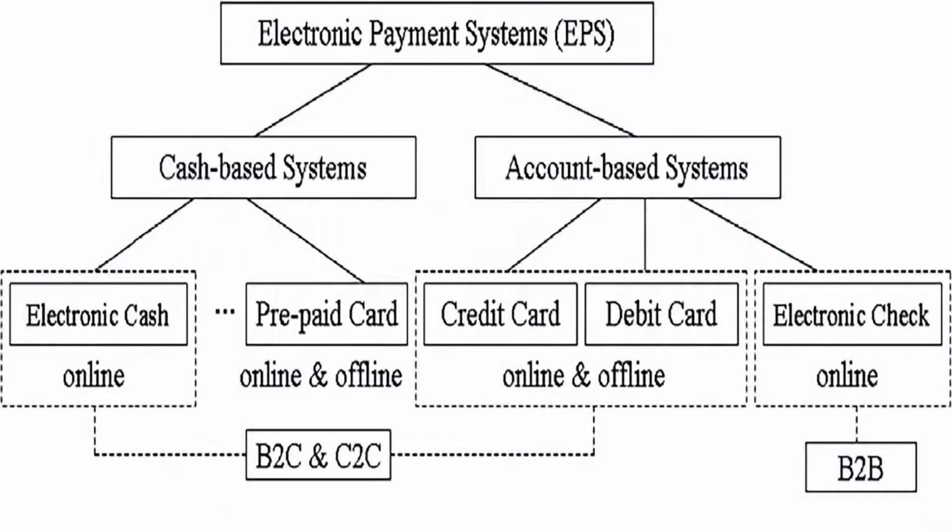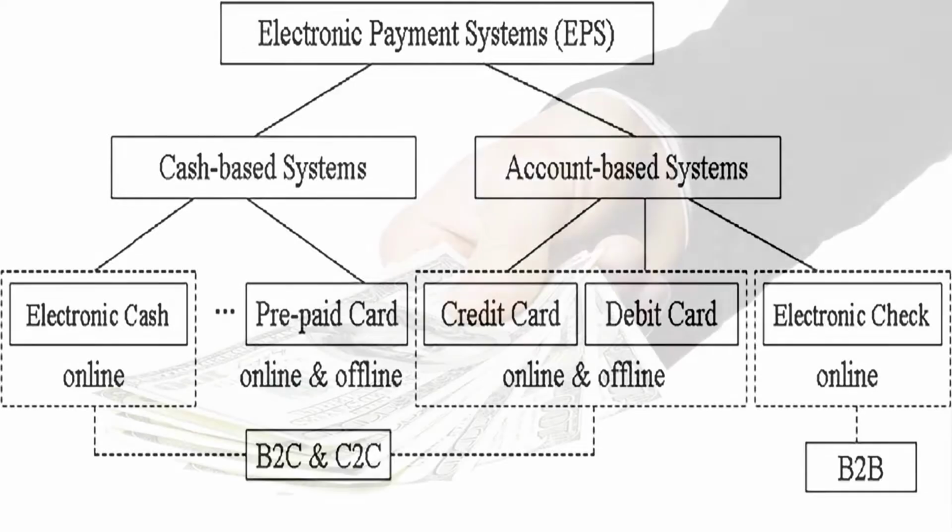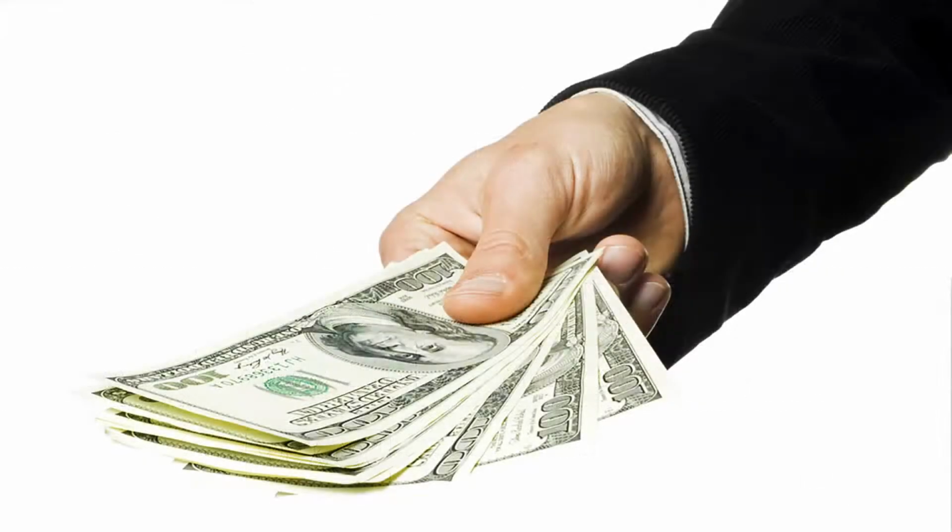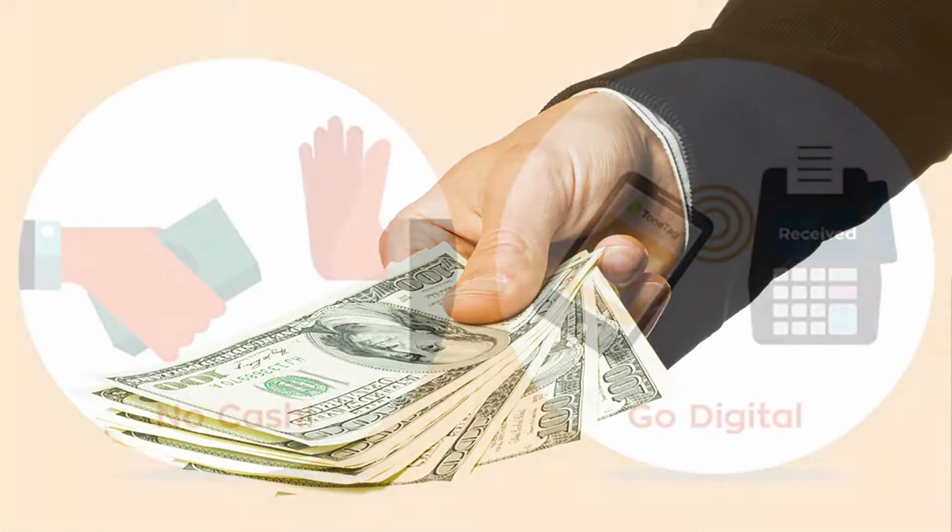Now, let us have a view about the classification of electronic payment systems. The electronic payment systems can be broadly classified into two types, namely cash payment system and card payment system. Cash payment system. Cash payment system is an electronic system used to transfer money from one bank account to another without any cash exchange by hand.